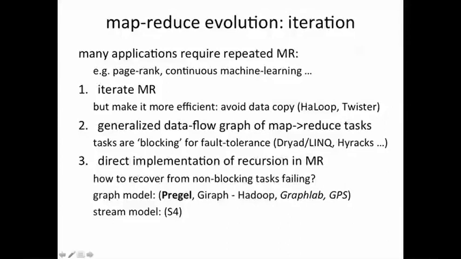The graph model is one such model, and there are many examples of it, which we'll talk about very briefly also. And then there's another model called the stream model, which is being developed at Stanford. So let's delve into the Pregel model with an example and how we might do it in MapReduce as well as in an alternative graph-based model.